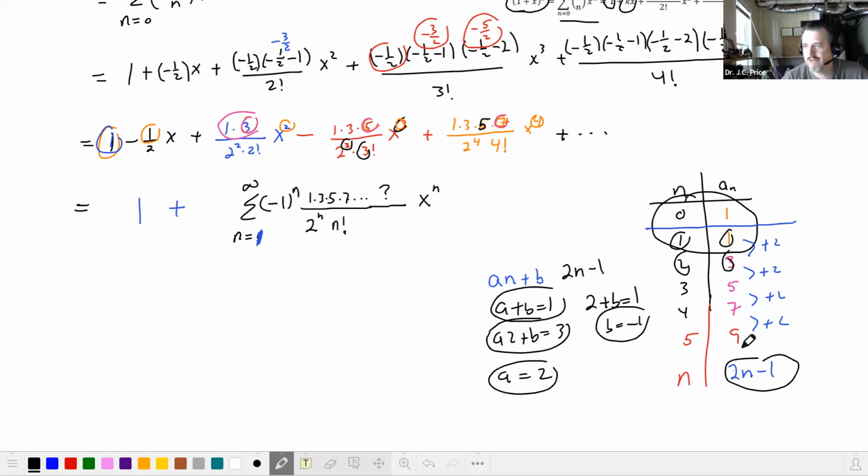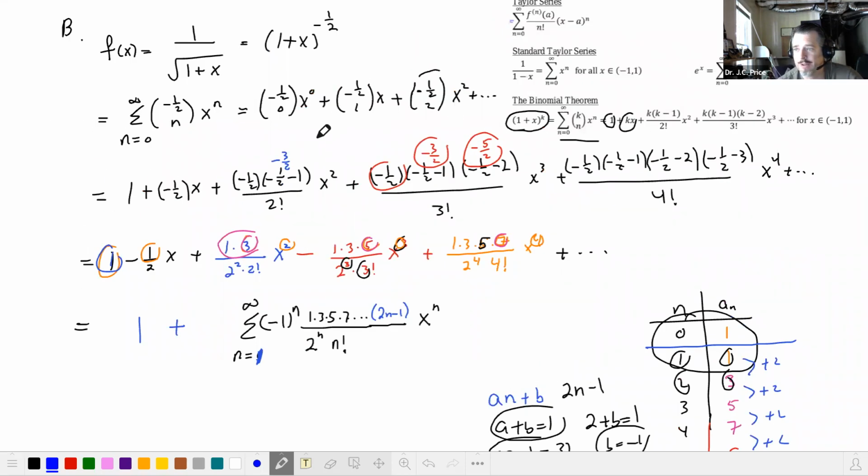All right, so what have I found? I'm going to come back up here. I'm going to erase my question mark, and I'm just going to write 2n minus 1 in parentheses. And that'll do it. And then don't forget, I forgot my interval of convergence. So way back here, I should have written 4x between -1 and 1.